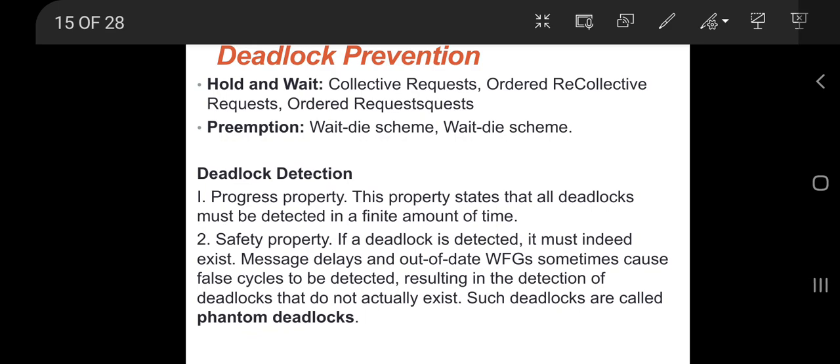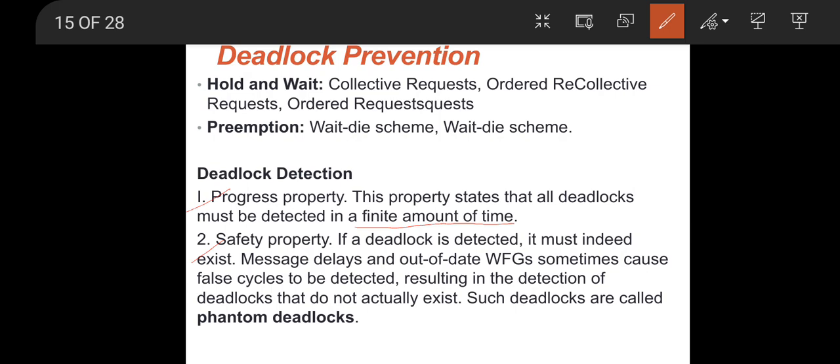So now we are going to see the various types of deadlock detection algorithms in distributed system. All the algorithms require these two properties to be satisfied. This is very important, which says that every deadlock detection algorithm must satisfy the progress property and the safety property. The progress property says that if the system is in the deadlock condition, the algorithm will have to detect that deadlock within a finite amount of time. It should not happen that the deadlock has occurred a long time back and the algorithm is taking very long to detect the deadlock.